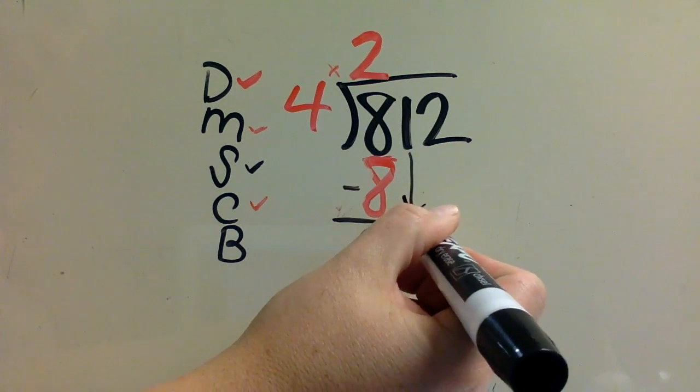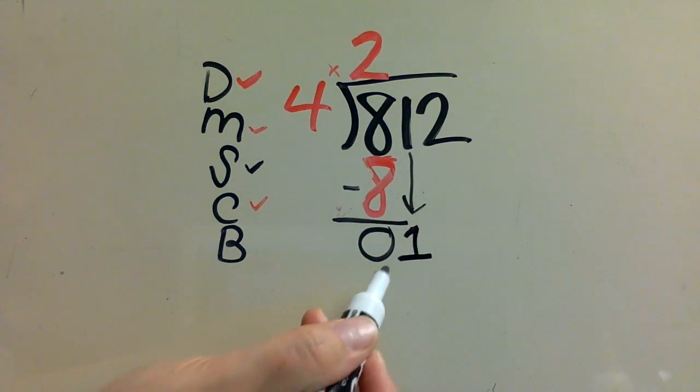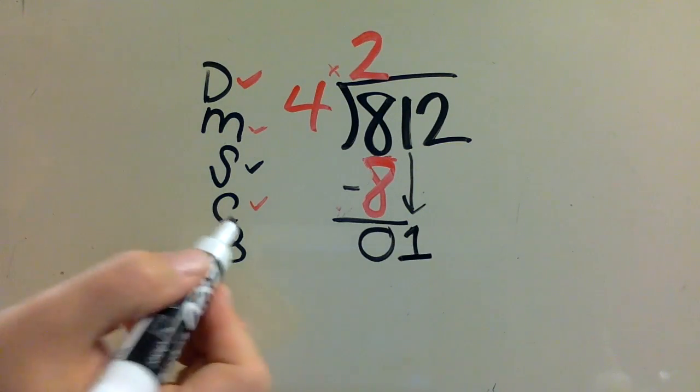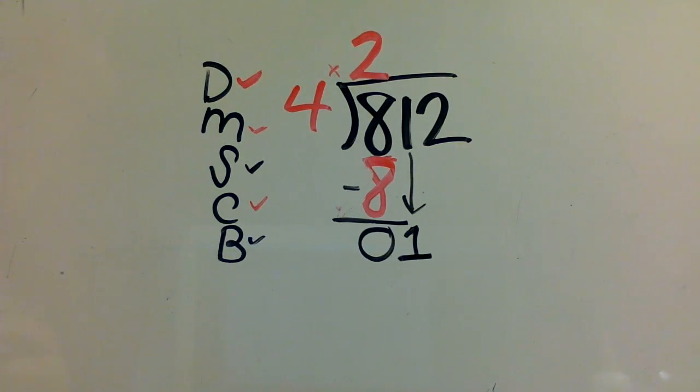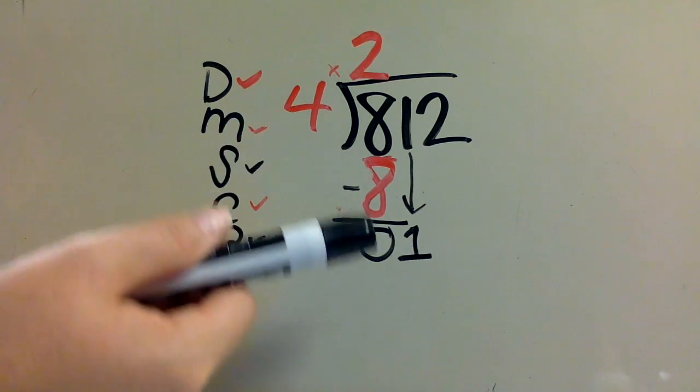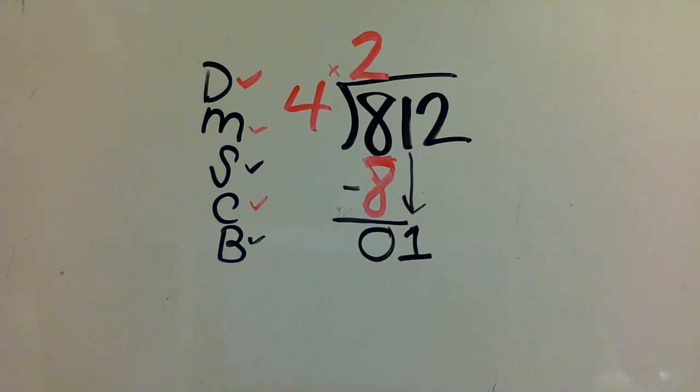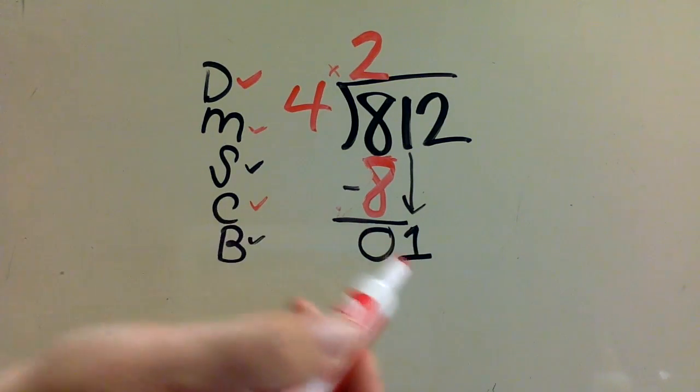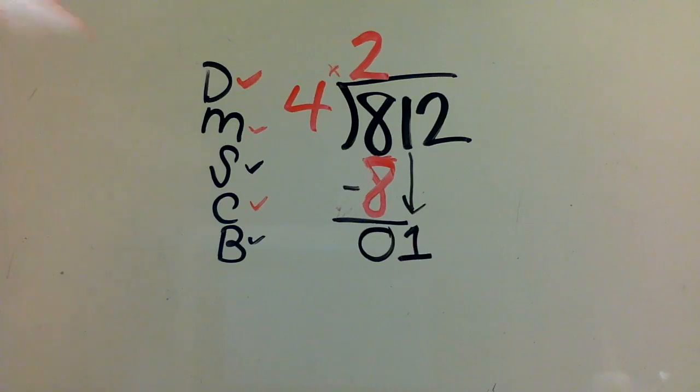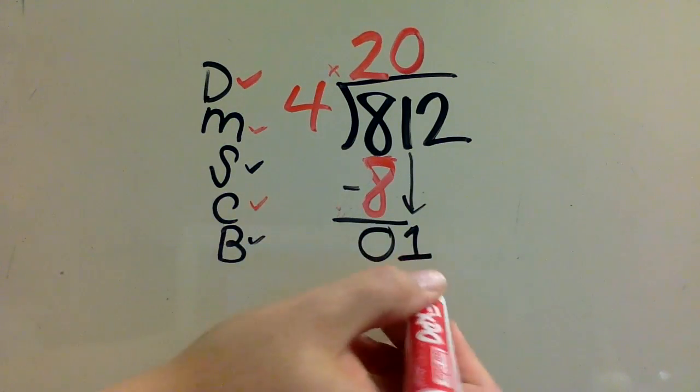We're just bringing down the next number so that the new number we're looking at is 1. You're going to repeat these steps until there's no number left to bring down. So let's take a look. How many 4s can you get out of 1? 4 times what gets me close, but not over 1? Well, 4 times 0. A lot of times when you can't get any, kids will just skip to the next number. You want to make sure you put a 0 up here. 0 times 4 is 0.